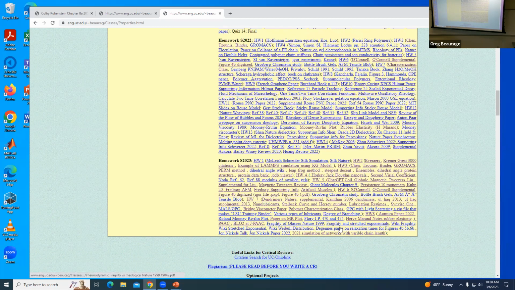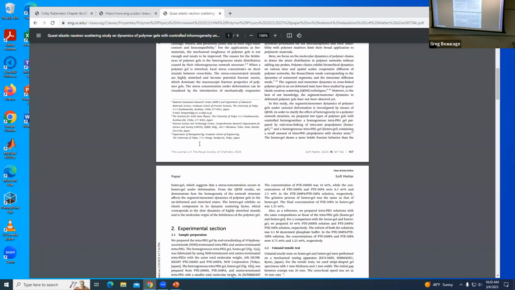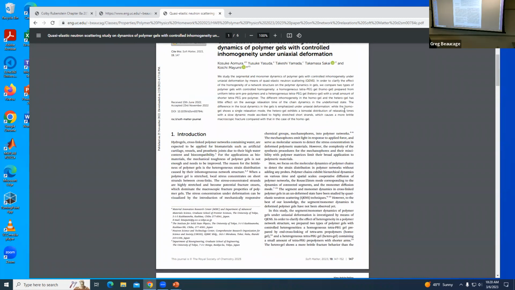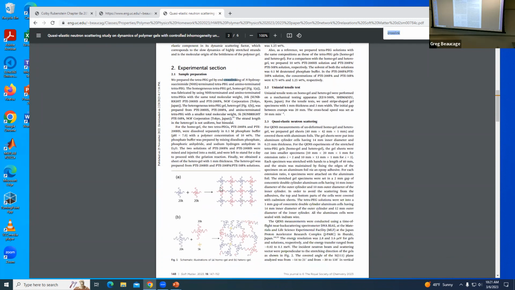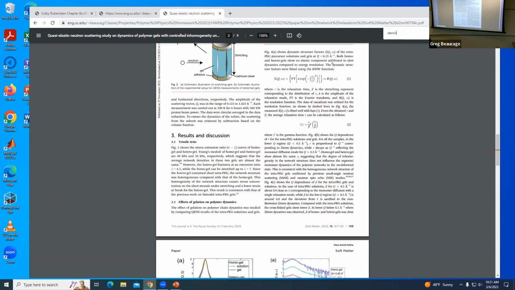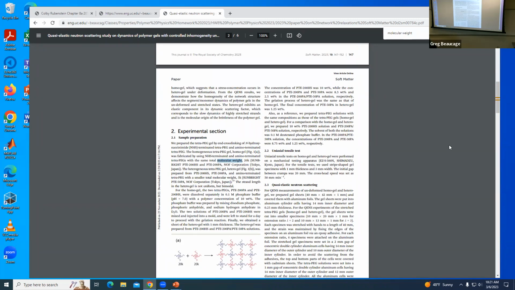Let's see. The homework 8. This thing. Does he say the cross-link density? No. This says cross-link, and there's only one place where it says cross-link. We'll take density. Nope. And then, right, so you know the molecular weight between cross-links, right?